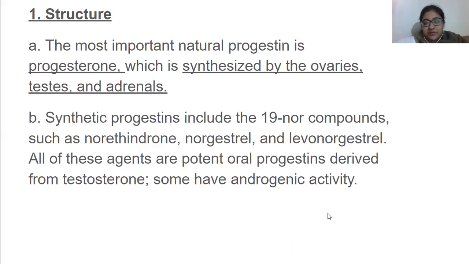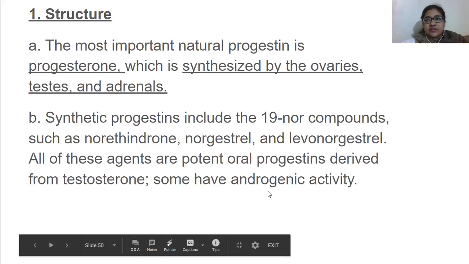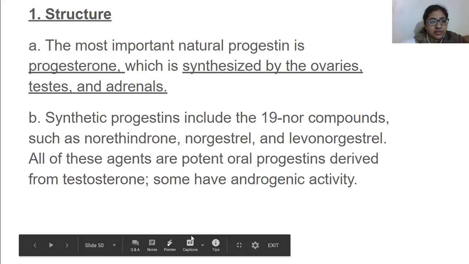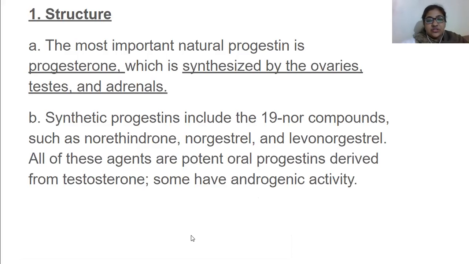So the first one, we'll talk about progestins, and then we'll talk about antiprogestins. I'm sure when I say the terminology progestin, one of the hormones, progesterone, would definitely come to your mind. So let's read about it. What are they and how are they benefiting us? So the structure: the most important natural progestin is progesterone.